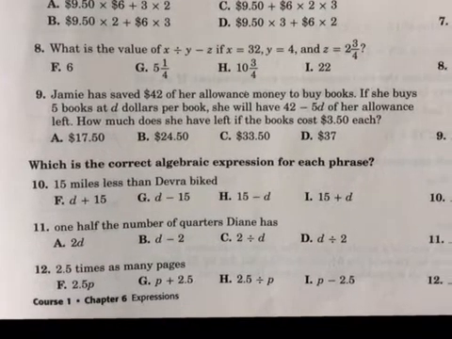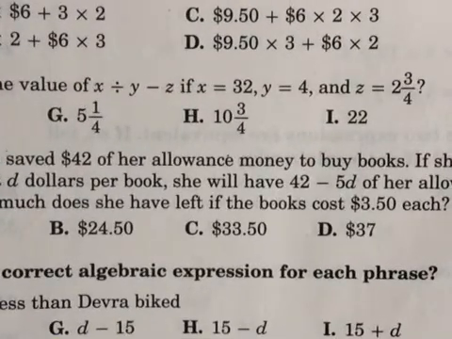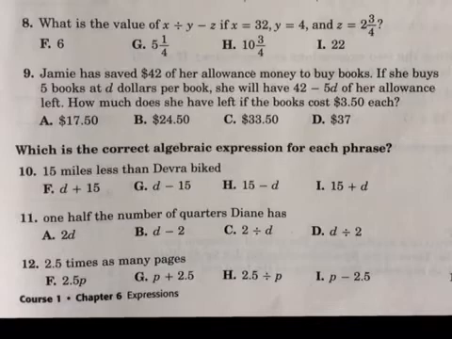Number 8, what is the value of x divided by y minus z? Okay, so what you do here, boys and girls, is simply replace the variables with the values given, and then use order of operations, so division first and then subtraction. So you have x is 32 divided by 4 minus 2 3/4. Okay? Alright, now we start to get more into algebra.